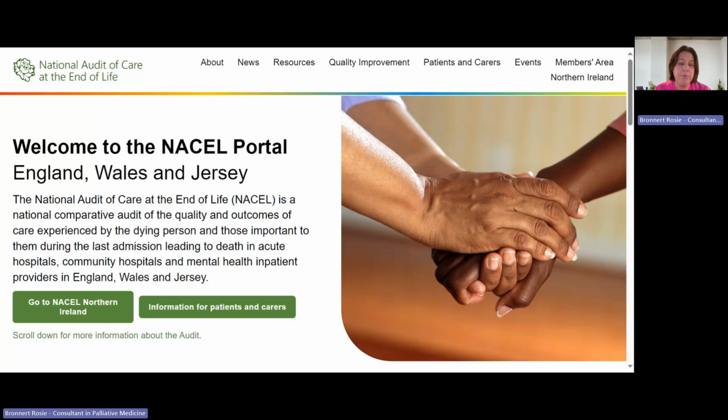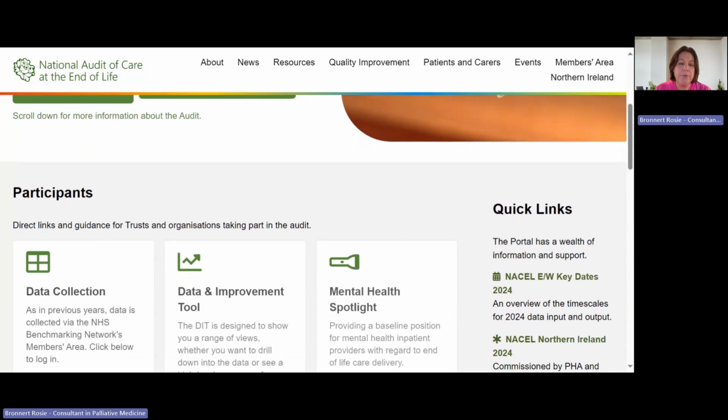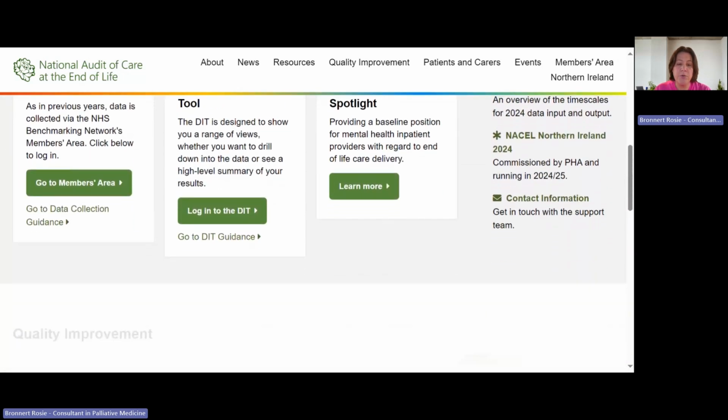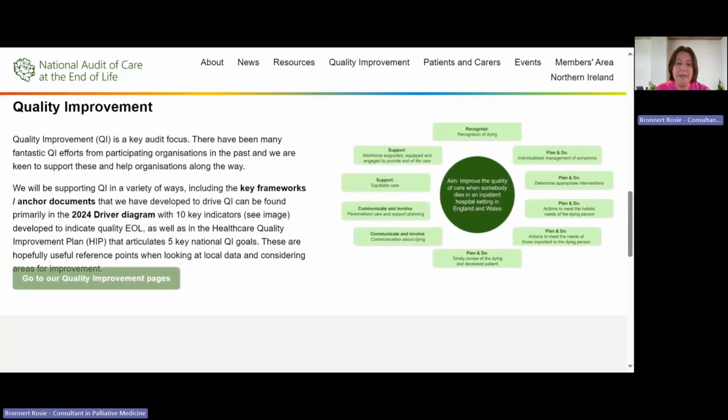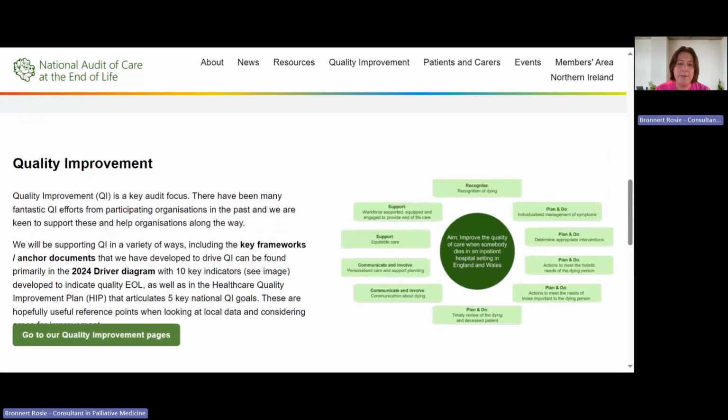Just a reminder that if you access the NASAL portal, that has information including the link to access the data improvement tool as you scroll down. It also has a link to our quality improvement pages and a reminder here of our driver diagram, as well as links to our upcoming events.